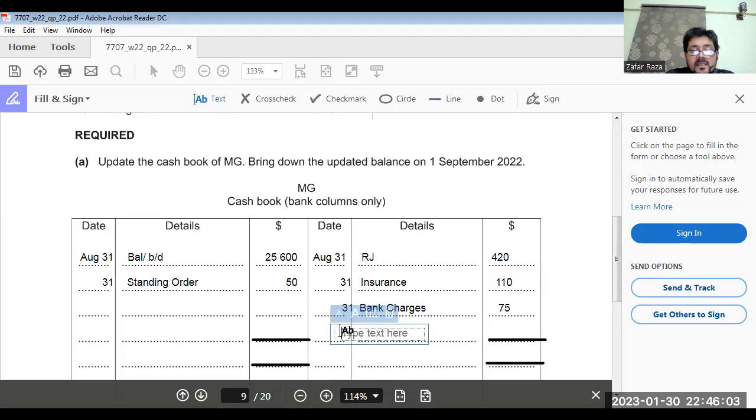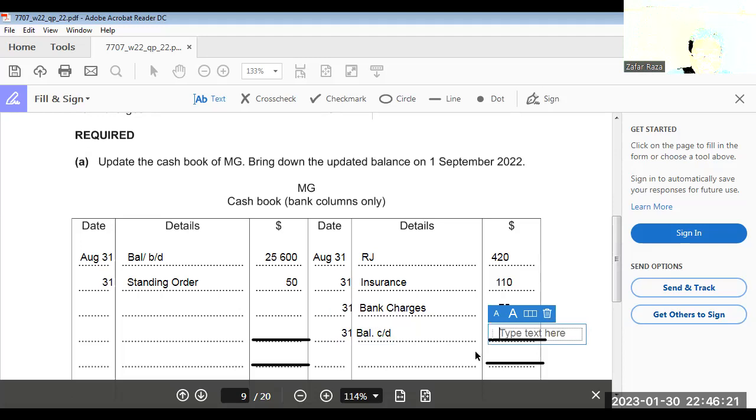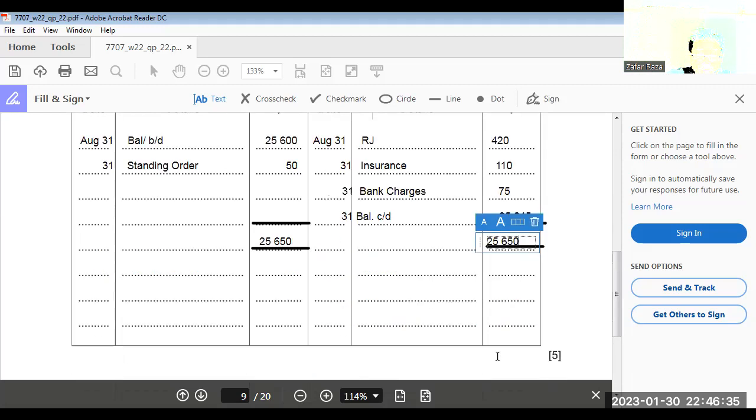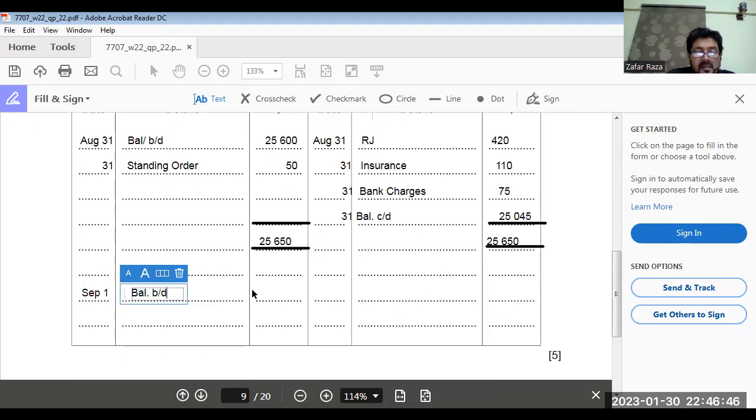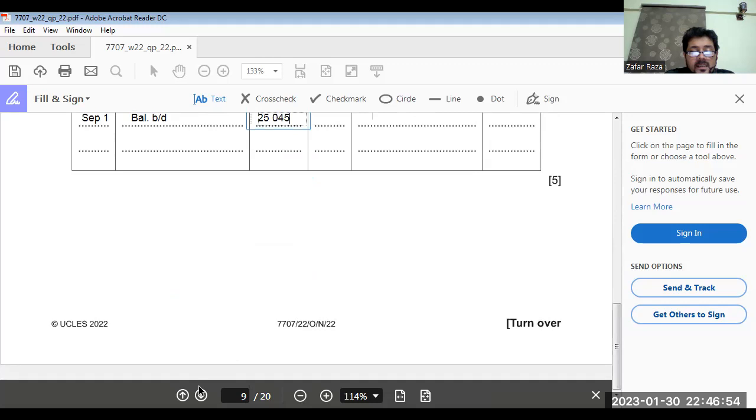Again, 31st August. Balance CD. How much? 25,045. And that will be 25,650 on both sides. Done. Now for September. September 1st, balance BD, 25,045. Now, this is the revised cash book.